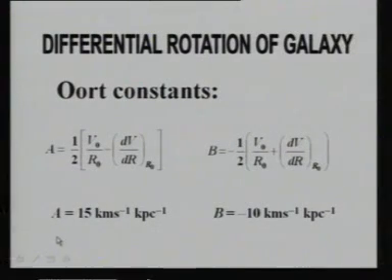Now, if you assume that the whole mass of the galaxy is concentrated at the center, and if we use these constants, then the mass of the galaxy turns out to be what we have been saying all along, about 10 to the power 11 solar masses, if we take this value of A and B. But the problem, as we shall see a little later, is that the whole mass is not concentrated at the center of the galaxy. That is the missing mass problem.